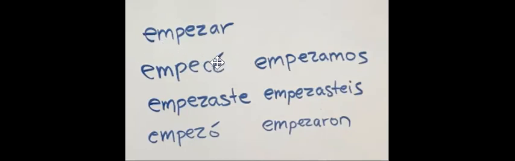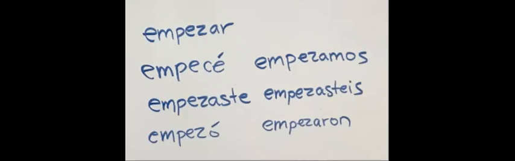Empecé with the CE ending. Of course, accent mark on the E because that is an AR verb. That's what we do for AR verbs. It has nothing to do with the spelling change. The accent mark has nothing to do with the spelling change. It is all because it's an AR verb. Empezaste with a Z, empezó with a Z. Everything else has a Z. Everything is regular except the yo form has that spelling change.